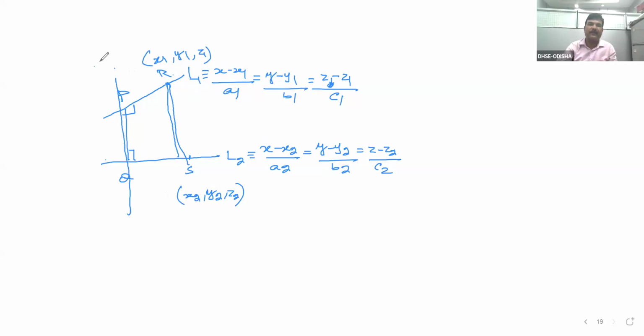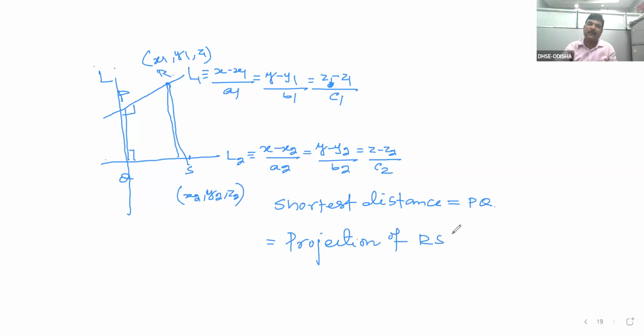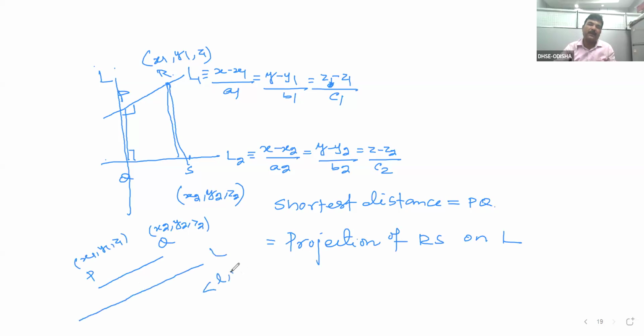Suppose this is line L. So shortest distance, which is equal to PQ, is equal to projection of RS on line L. And you know the formula for projection: if P and Q are two points having coordinates x1, y1, z1 and x2, y2, z2, then projection of PQ on a line L having DCs, this is the projection, okay?